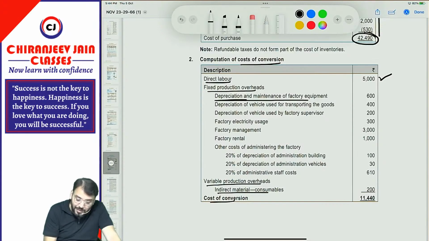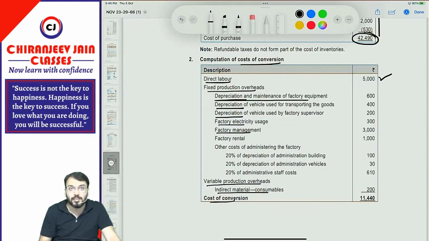So for this, inventory account debit to PP, inventory account debit to PP. For factory electricity, inventory account debit to bank. Factory management, inventory account debit to bank. Factory rental, inventory account debit to bank. Other costs. For depreciation once again, inventory account debit to PP. And admin staff cost is inventory account debit to bank.